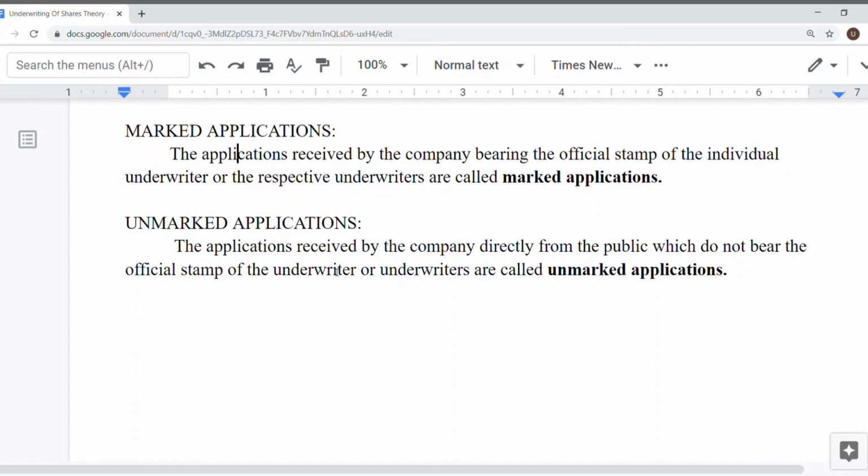What is unmarked application? It is easy now. Okay, so what is unmarked application? The applications received by the company directly from the public which do not bear the official stamp of the underwriter or underwriters are called unmarked application.